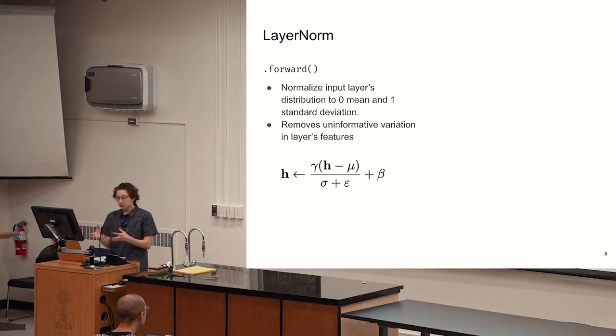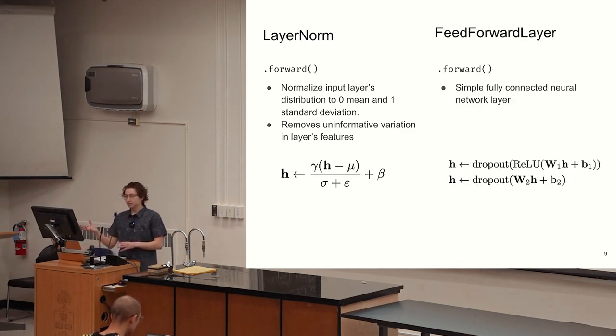So the first building block that you're going to be doing is layer norm. And the only method that you need to implement here is this forward method. What this does is it normalizes the layer's distribution so that it has a zero mean and a standard deviation of 1. And the goal of doing this is to remove uninformative variation in the layer's features. So it's intended to be a straightforward warm-up in getting comfortable with working in PyTorch and on the assignment.